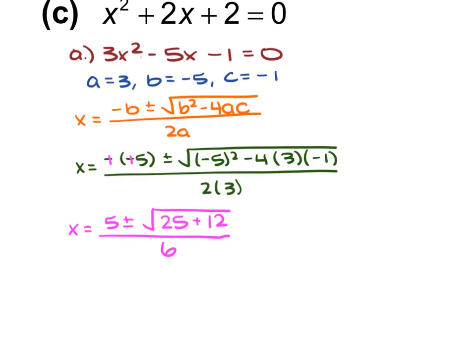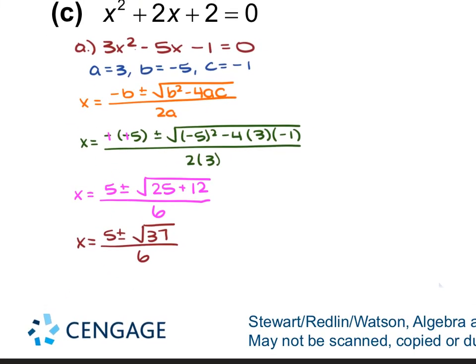We're going to simplify what's underneath that radical. So x is equal to 5 plus or minus the square root of 25 plus 12, which gives us 37, all over 6. You cannot simplify this square root of 37, so this would be your final solution.